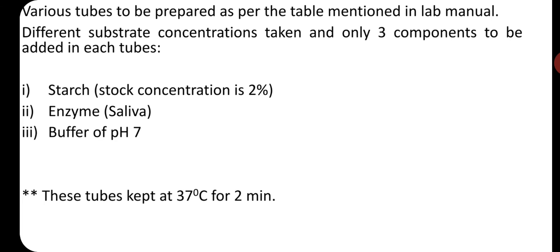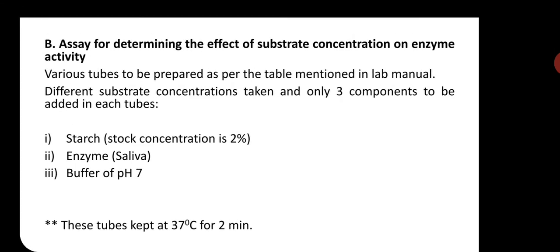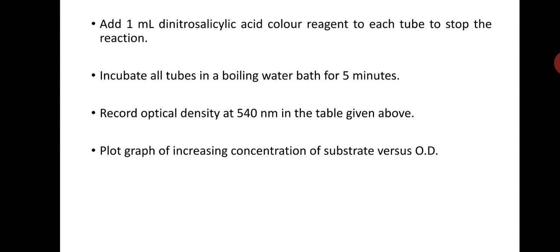Keep those tubes at 37 degree centigrade for 2 minutes. After that, what you have to do? You have to add 1 ml of dinitrosalicylic acid. Please check the manual. You have to see how DNS is needed to be prepared. However, it is prepared in the lab already. You will get it, but you should know how it is prepared. So add 1 ml in each of the tubes, in all, even blank, even in test solutions also. Incubate them in boiling water bath for 5 minutes. Record the optical density at 540 nanometer, which is the lambda max. And then you have to draw a graph with increasing concentration of substrate.